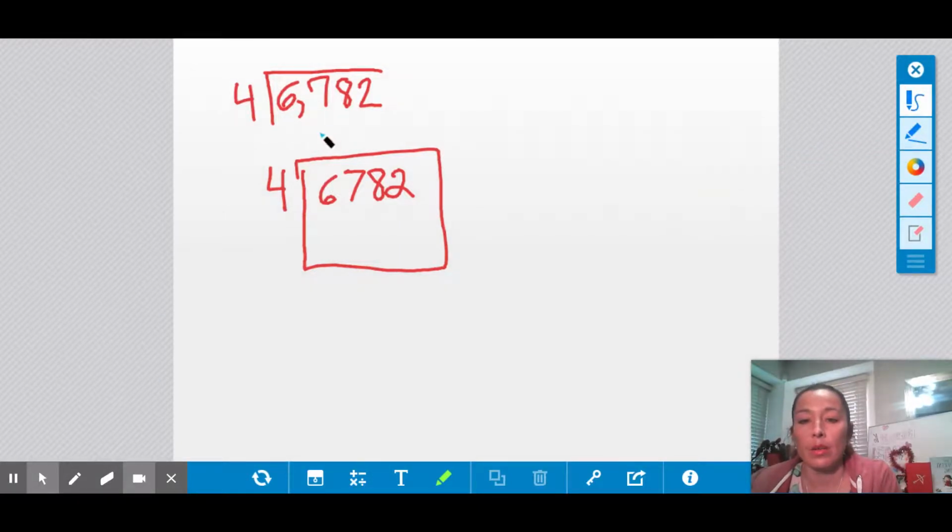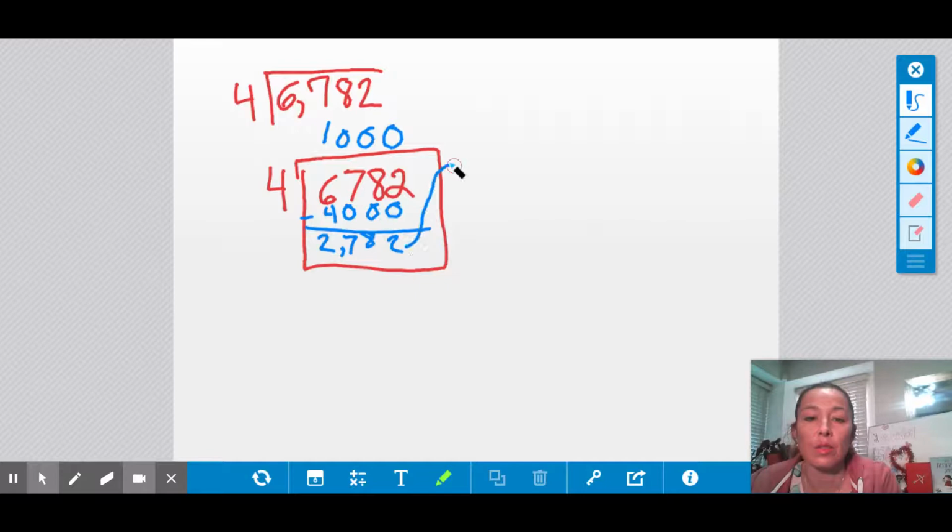I'm going to go 4 times 1,000, and that'll give me 4,000. Let's see what's left. 2,782 is left. So I'm going to move it to the next part of my area model. So I just copy what's left. And I'm going to do some more 4 times something to get close.